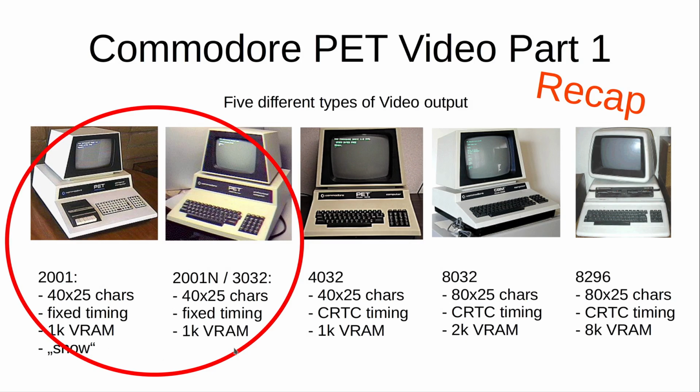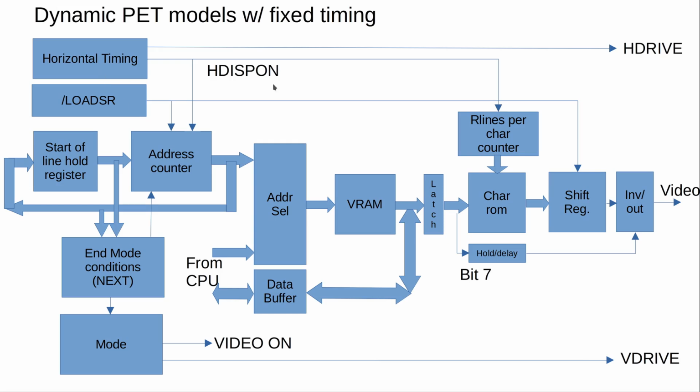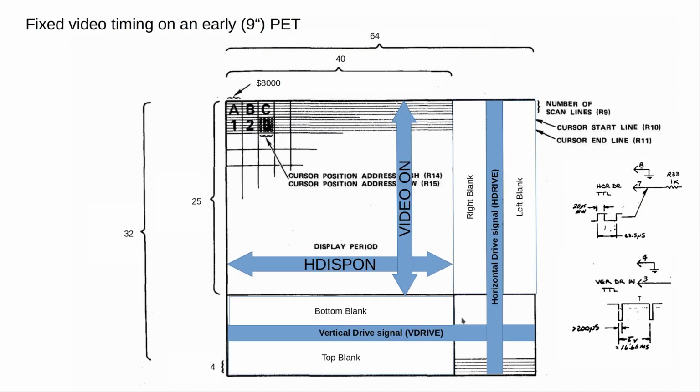In the previous video we looked at these two machines and we learned from this block diagram how the hardware is structured to implement the video signal. We have all those counters and so on. We have the address selector, video RAM, latch, character ROM, and so on. And this is all done to create this fixed timing on the video output. We have 8 raster lines per character. We have 25 character lines, 32 character lines in total, plus some 4 extra raster lines to get the timing right. And this is 40 characters in a row and 64 characters total. And then we have a horizontal drive signal and a vertical drive signal to control the video output, and that's all the fixed output.